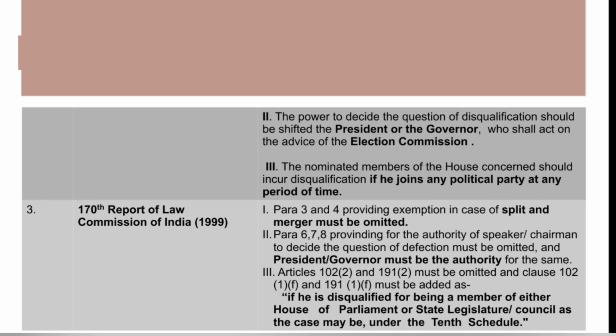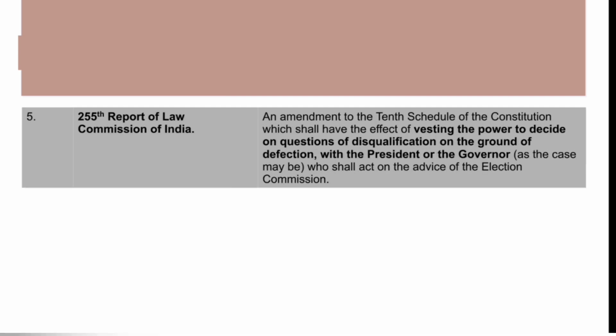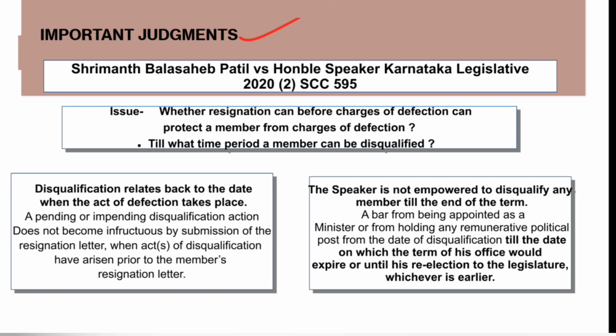So these were the important committee reports with regard to the 10th Schedule, the anti-defection law. Now come some important judgments. We have already discussed the key issues in Kihoto Hollohan, what was held in Kihoto Hollohan. Now there are some other judgments which are equally important.